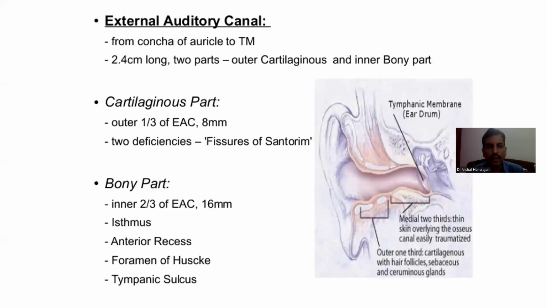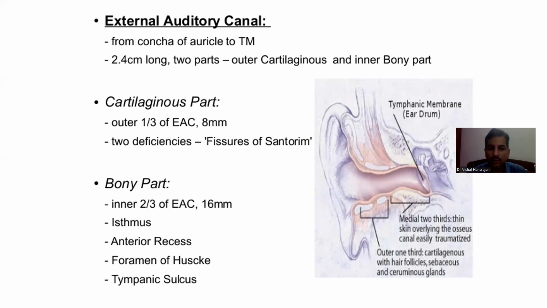The external auditory canal runs from the concha to the tympanic membrane. It is 2.4 centimeters long. It has two parts, the outer cartilaginous part and an inner bony part. The cartilaginous part is the outer one third of the external auditory canal. It is 8 millimeters in length.